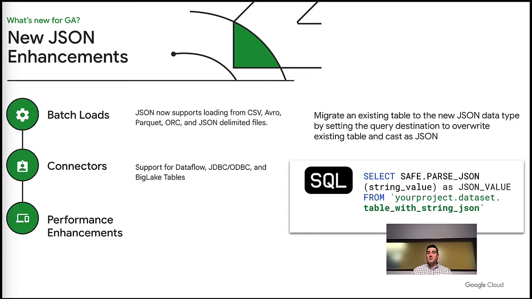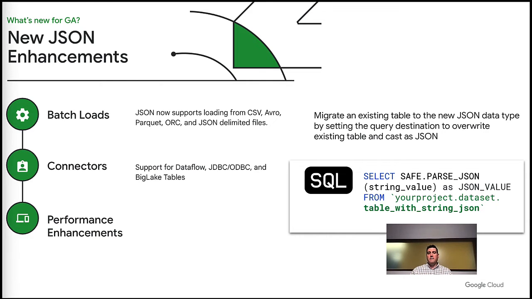First of all, there's batch loading. So now we support loading from CSV, Avro, Parquet, ORC, JSON delimited files, all the usual suspects that you would expect in BigQuery. And we've enabled a new ecosystem of connectors, whether you need to bring in JSON from Dataflow, JDBC, or BigLake Tables, that's all now doable. And of course, there's some big performance enhancements that we've made along the preview as we now go to GA.